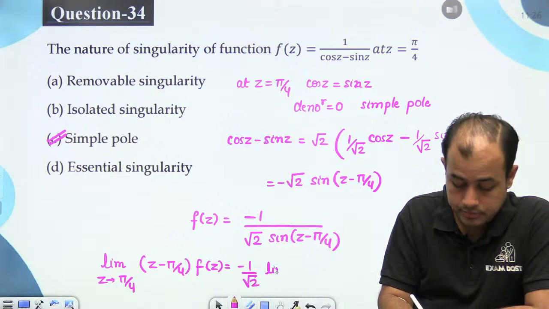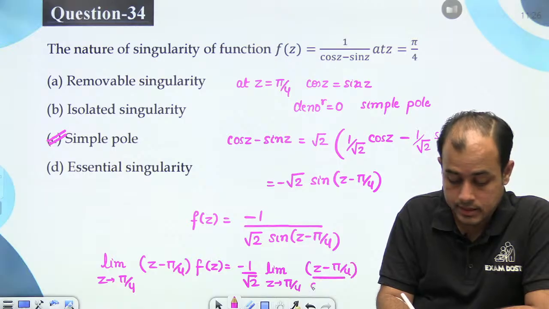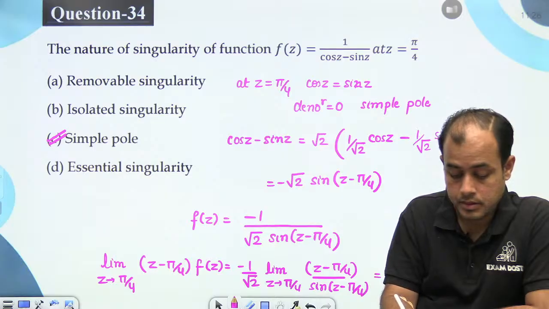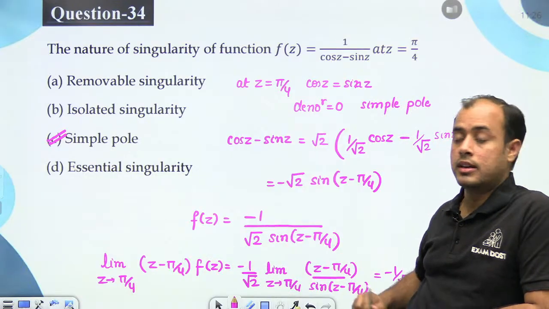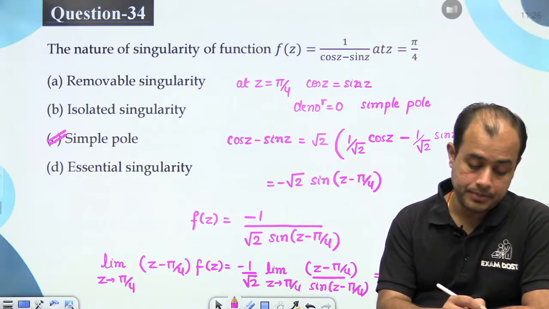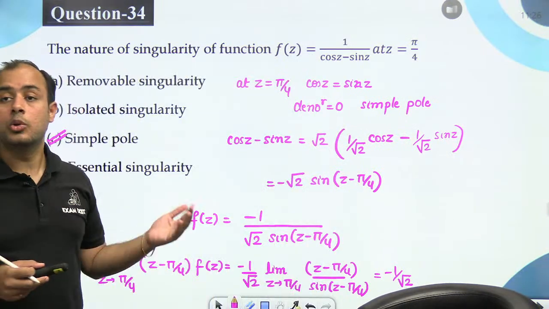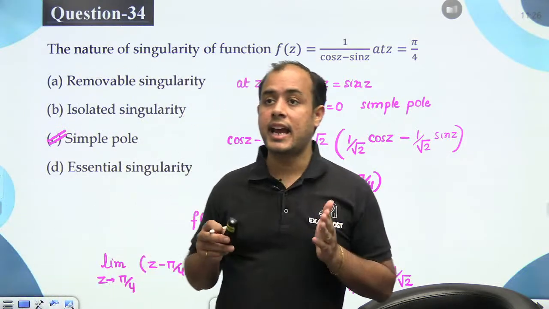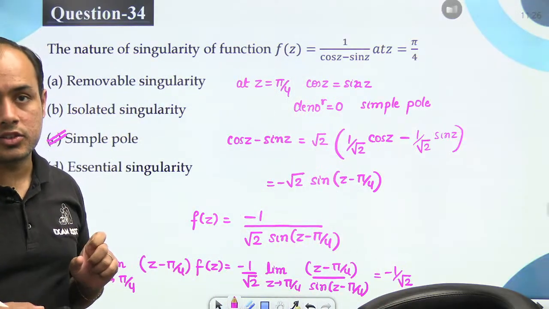Now see, sin x by x becomes 1. So if you multiply the function by z minus pi by 4, you are getting a finite limit. अगर फंक्शन को z माइनस पाई बाय 4 से मल्टीप्लाई करें तो एक फाइनाइट लिमिट आता है. What does this mean? This means that fz only has z minus pi by 4 to the power -1.